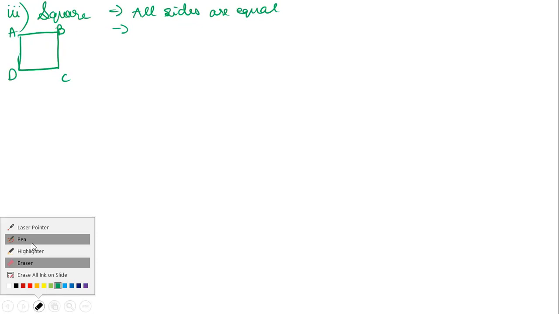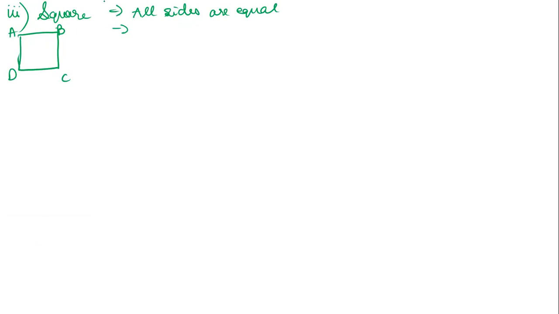So let's move on to the next one. All angles are 90 degrees. We all are aware of that. So all angles are right or 90-degree angles. Let's just see these two points in the figure, shall we? All sides are equal to each other. All angles are 90 degrees.